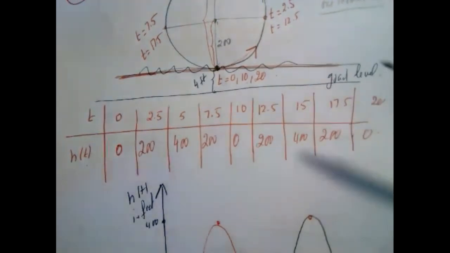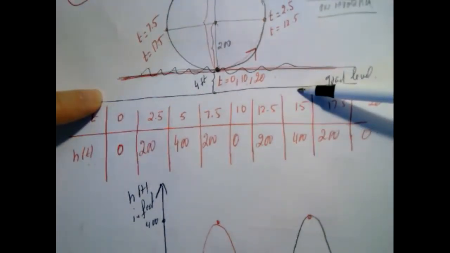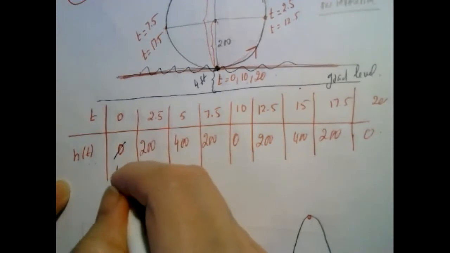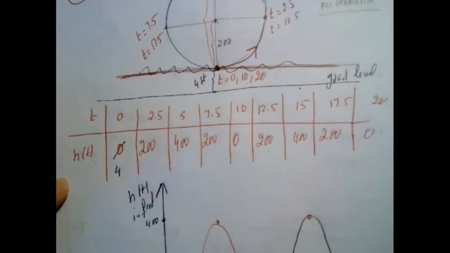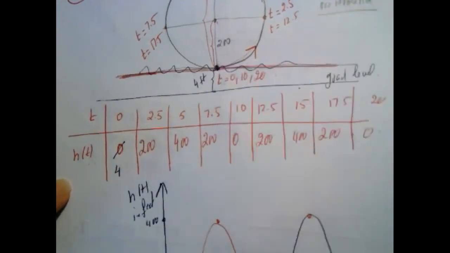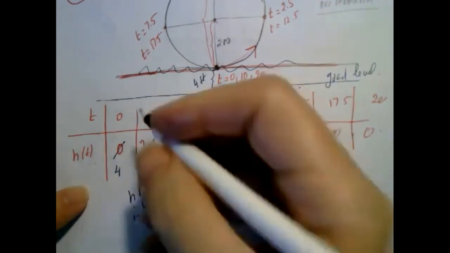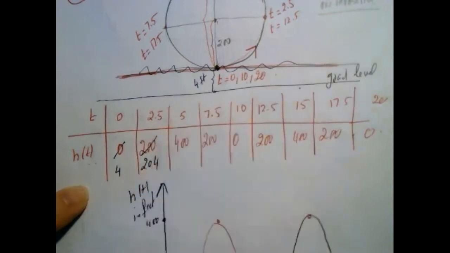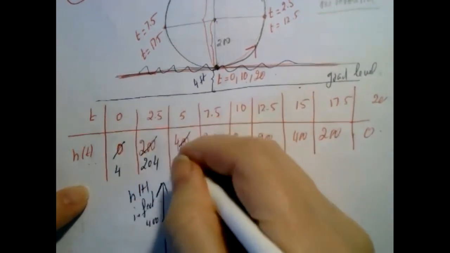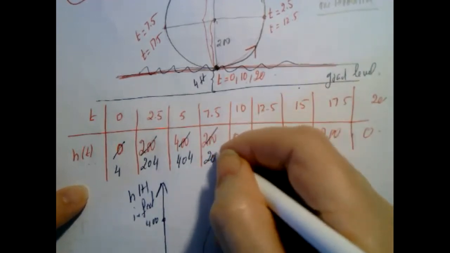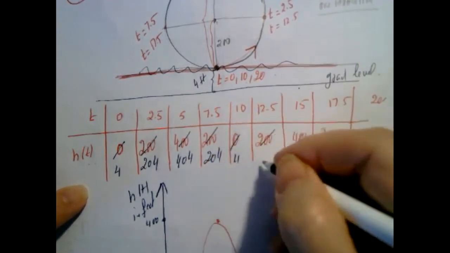Absolutely correct. So if this is the ground level, how is the picture going to change? The height here will not be 0 anymore. The height is going to be 4 because we are 4 feet above the ground level. This will not be 200 anymore. Actually, this is going to be 204. This is going to be 404, and so on and so forth. So that's really how this will change.